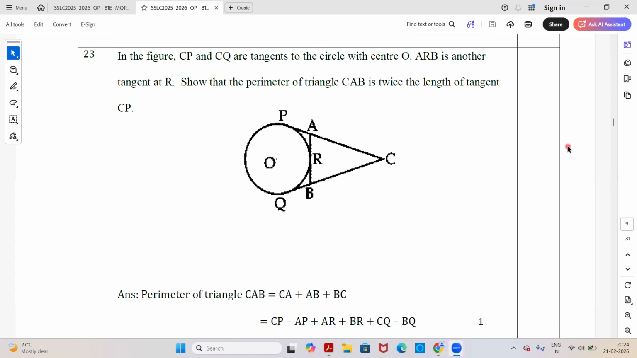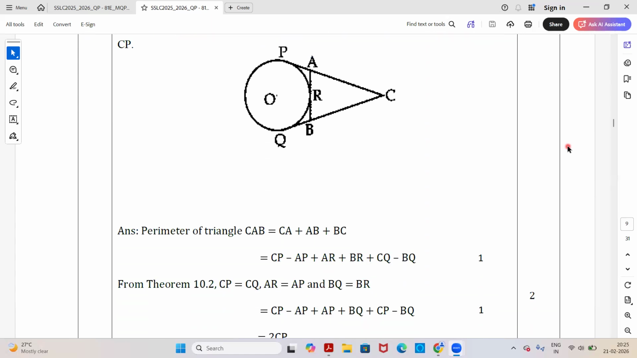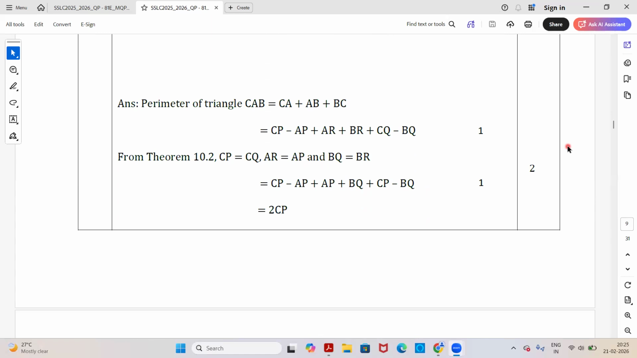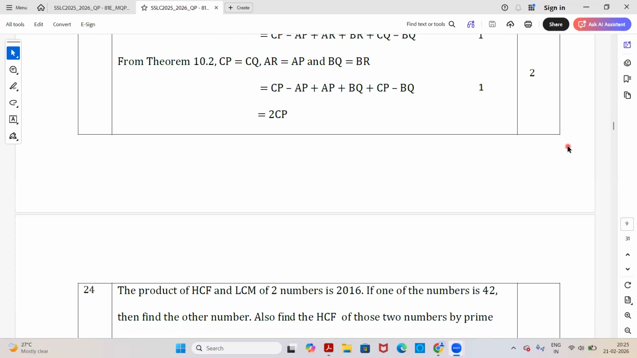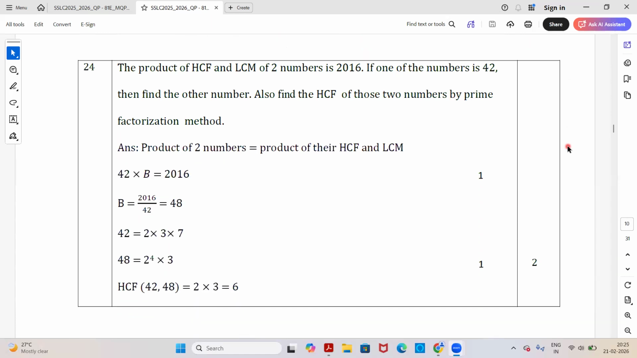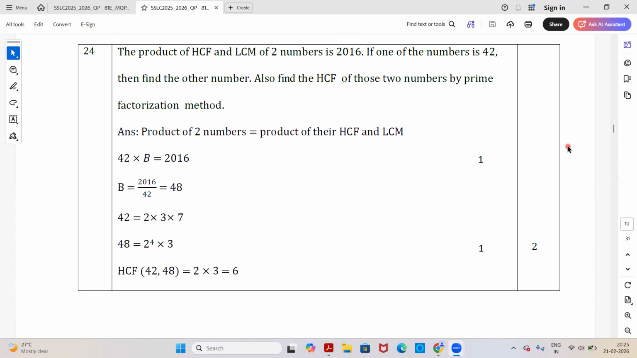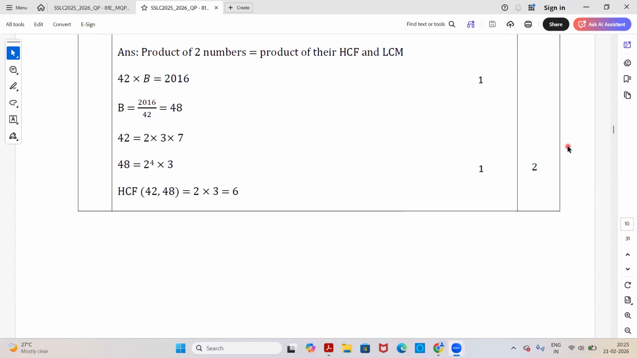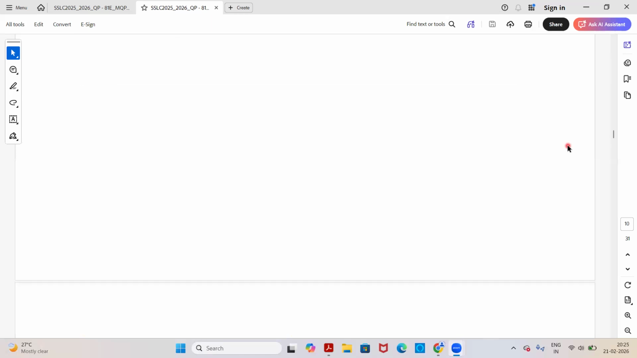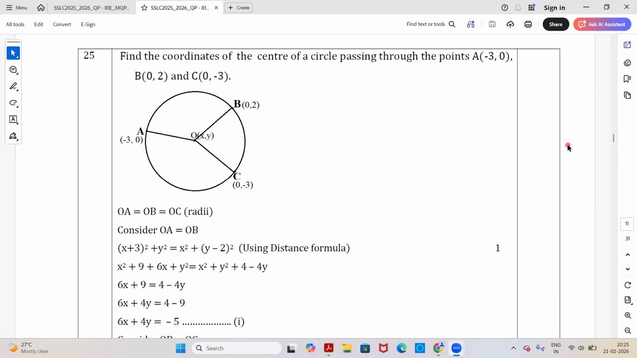Then 23. Step-by-step solution is given along with the marks allocation. Then 24. HCF and LCM question is given here along with its answer. Then we move on to 25th question.